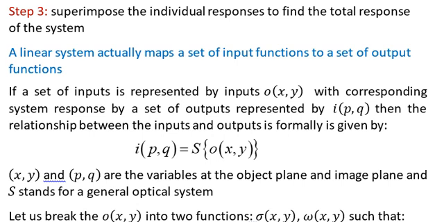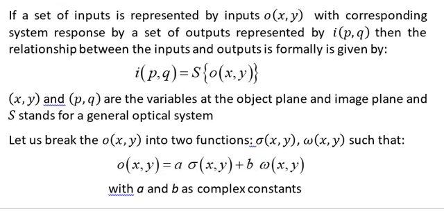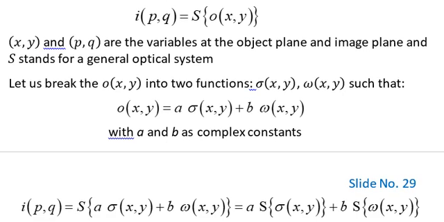So this is the relationship between the input and output through the system. It says that I, the output at the image coordinates p,q, is equal to the system operating on the object function at the coordinates x and y. So the system will operate on O and it will give you I. O is the input object and I is the output response of the system. x, y and p, q are the variables at the object plane and the image plane, and S stands for the general optical system. It could consist of a single lens or of many lenses.